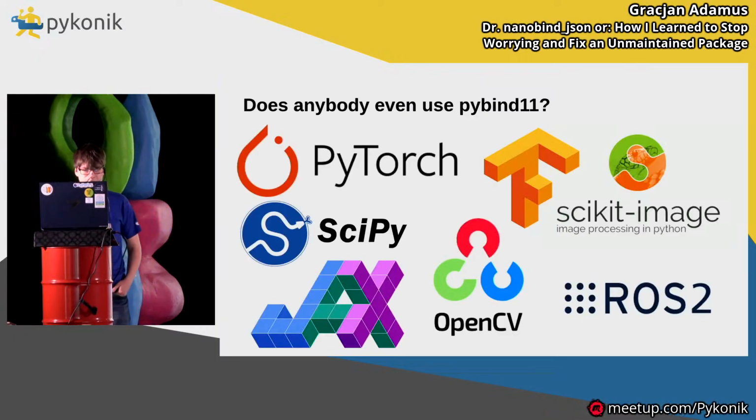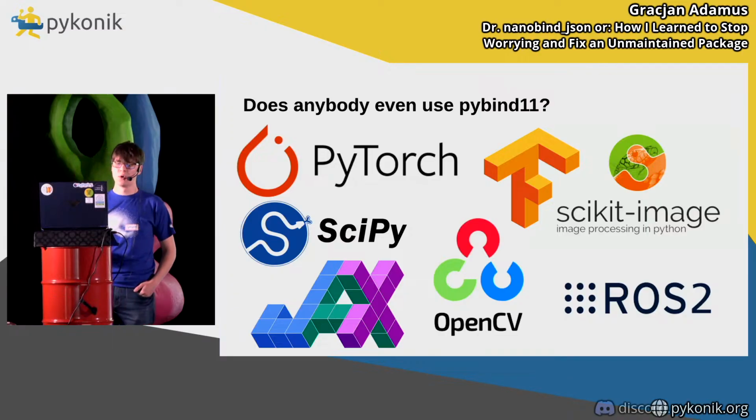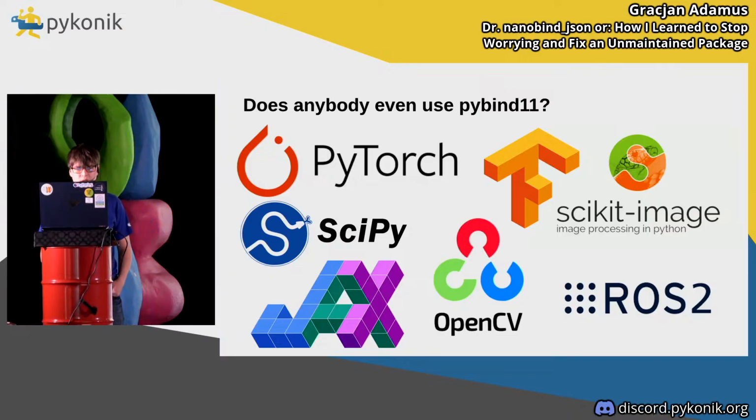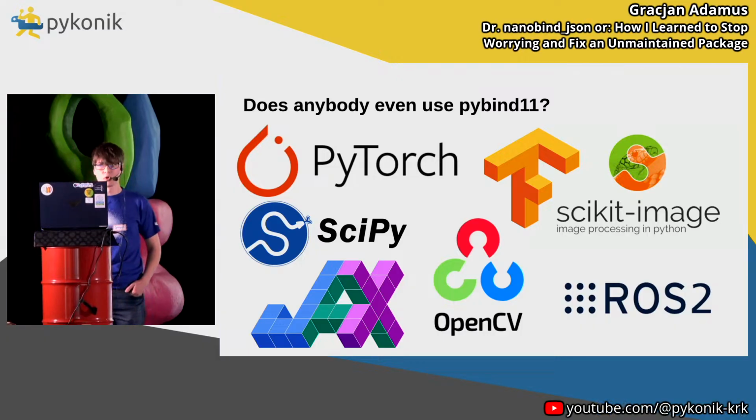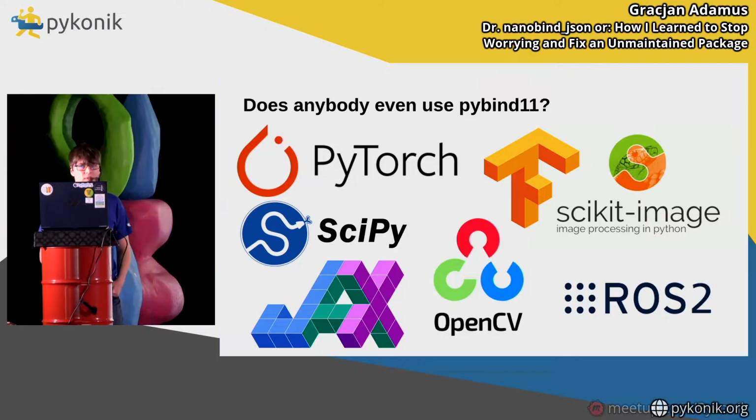And those are pretty heavy hitters. We have both TensorFlow and PyTorch and JAX for machine learning. We have image processing libraries like scikit-image and OpenCV. Also stuff for robotics. That's ROS2, Robot Operating System, even though it's not an operating system, just a framework. And also SciPy for scientific computing. So you can see that there's quite a clientele for that.